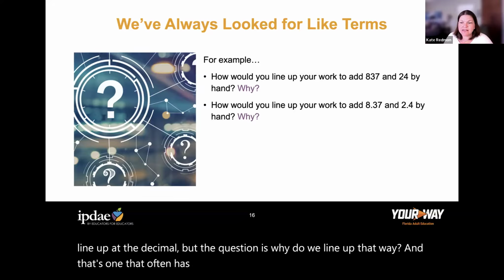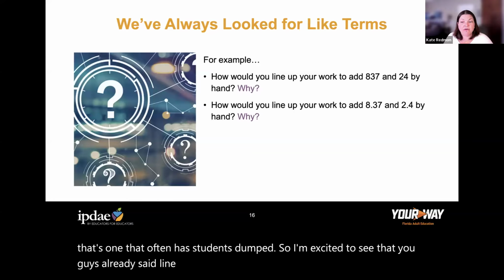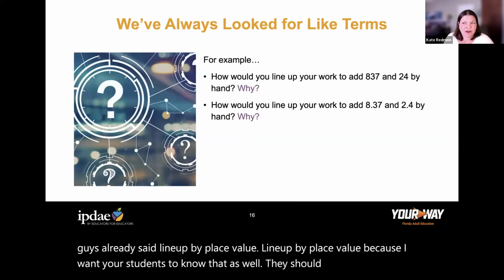That's one that often has students stumped. So I'm excited to see that you guys already said line up by place value, because I want your students to know that as well. They should know that they're combining like terms right from the start.